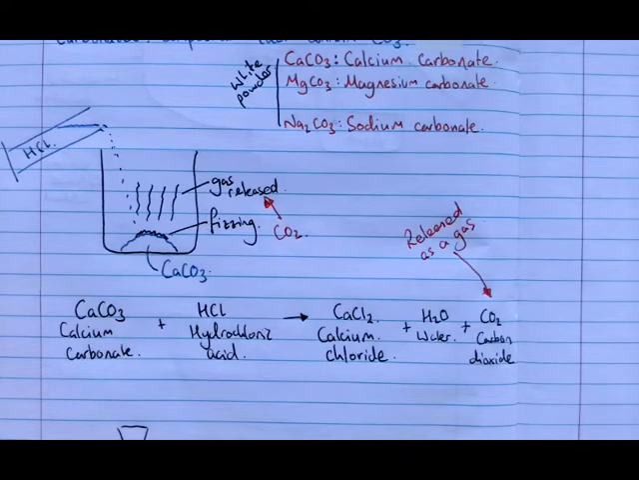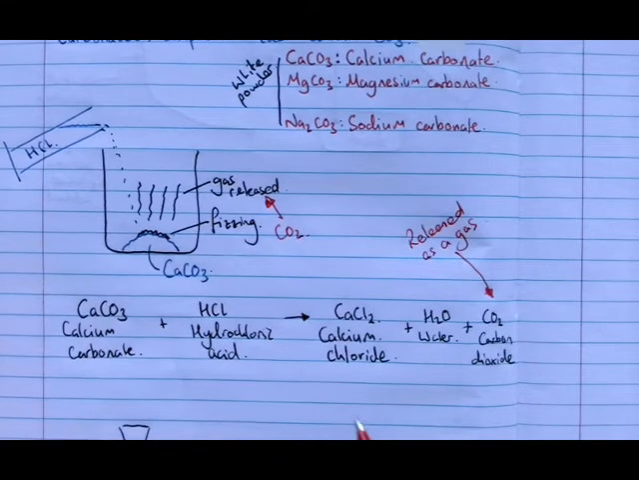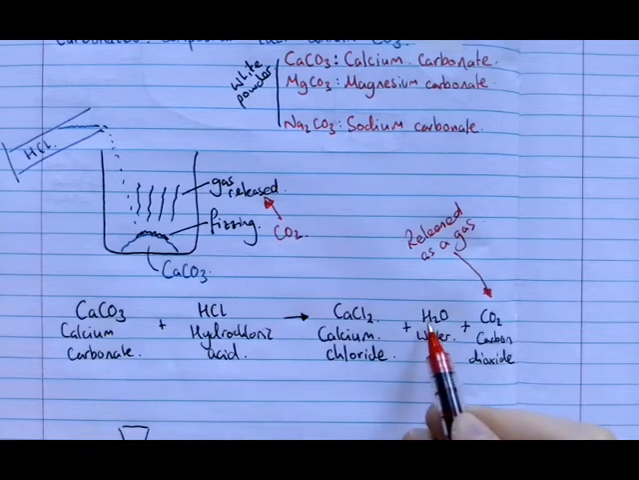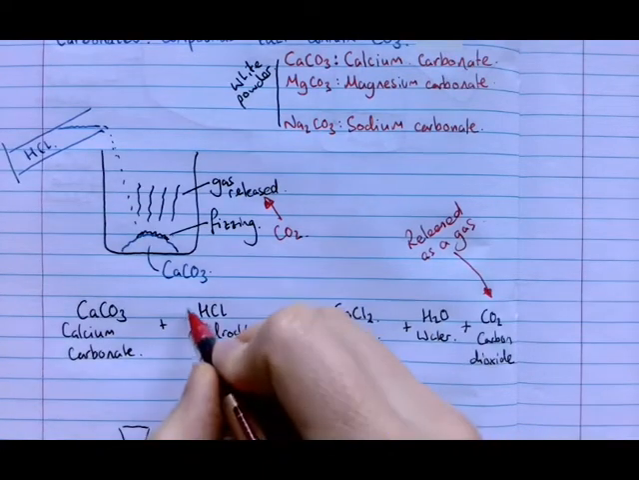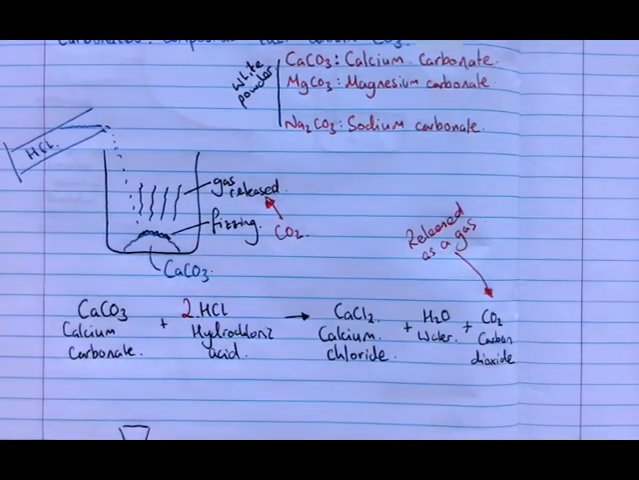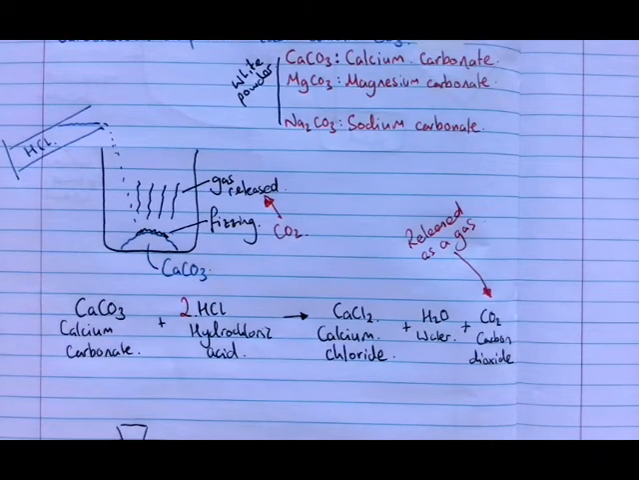Okay, so that should have been fairly straightforward. Everything's balanced except for we've got two hydrogens here and we've got two chlorines here, so we need to have a 2 in front of there.